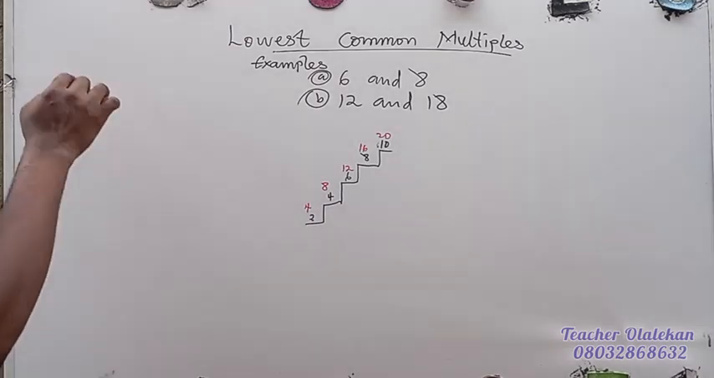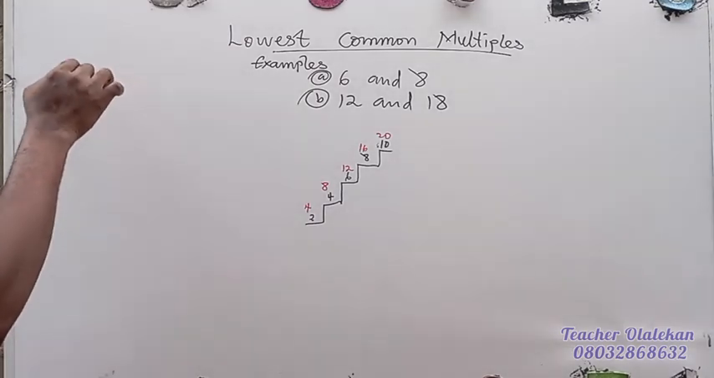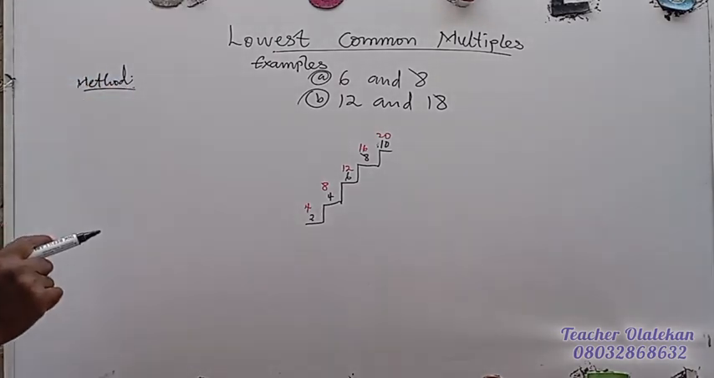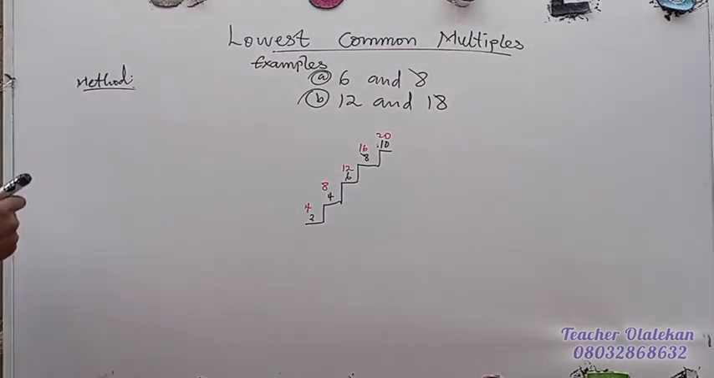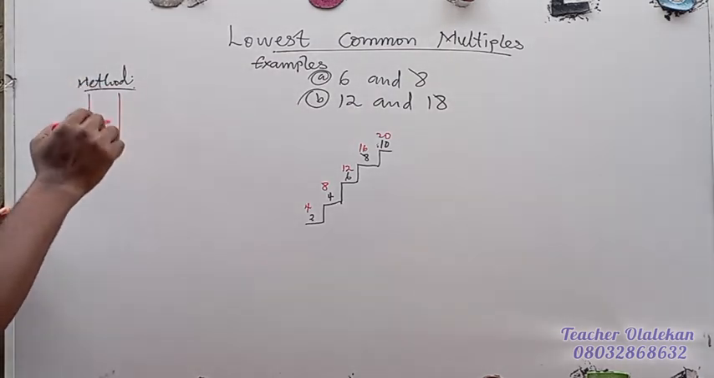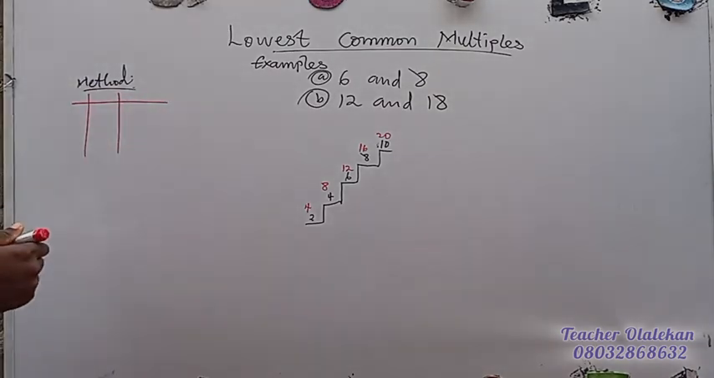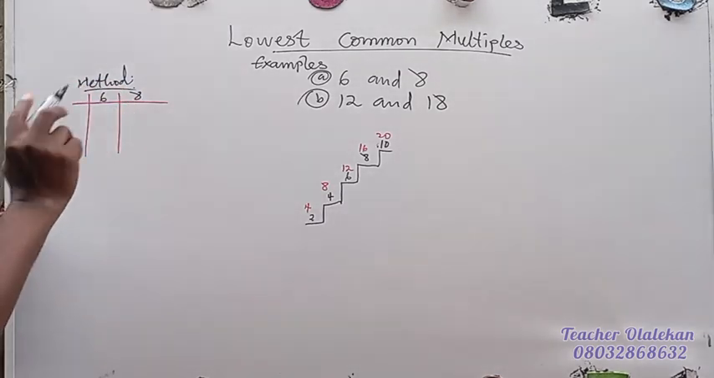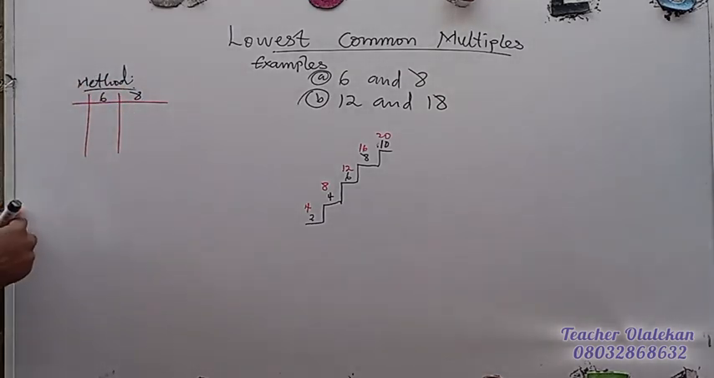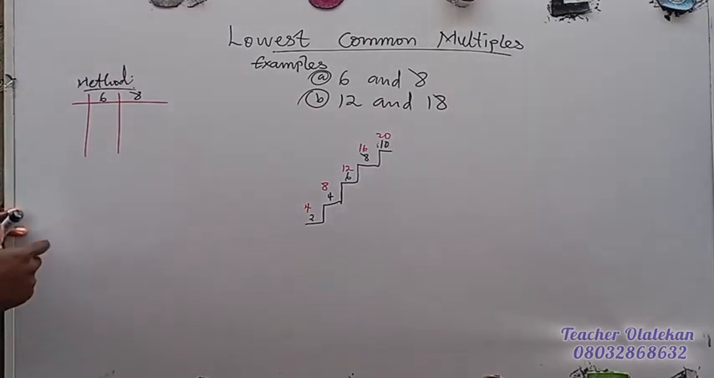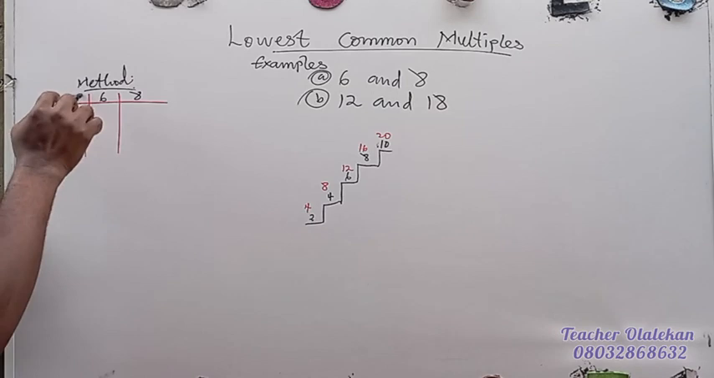So now let's start with the first method, which I will call method 1. This method 1 is a prime factor method. So we rule our line like this, and we start to divide with the common prime numbers that can divide them. The lowest prime number that can divide is 2.